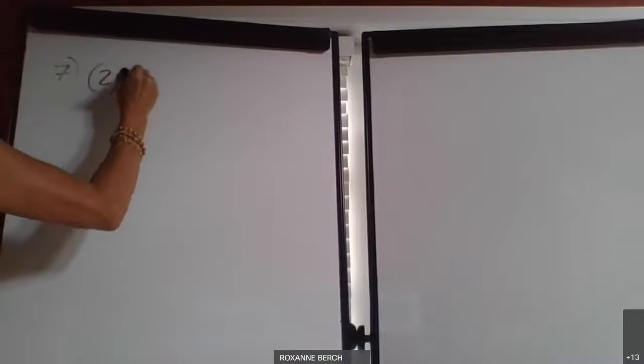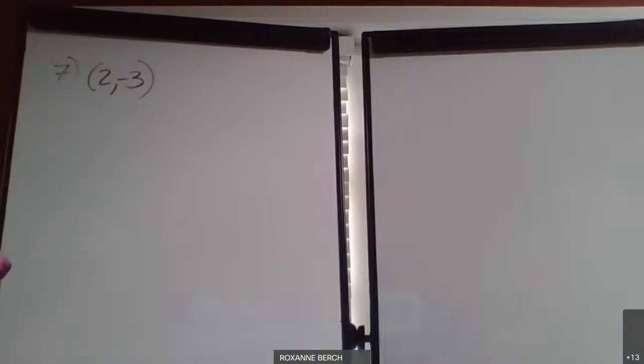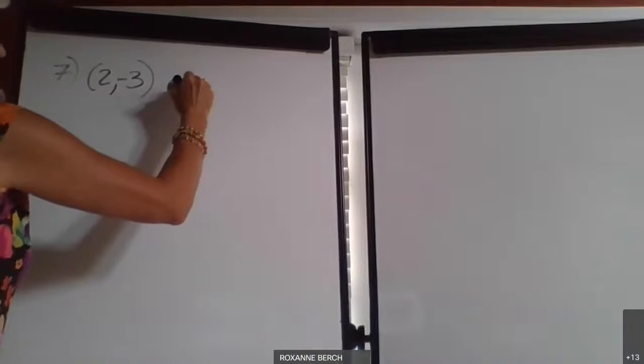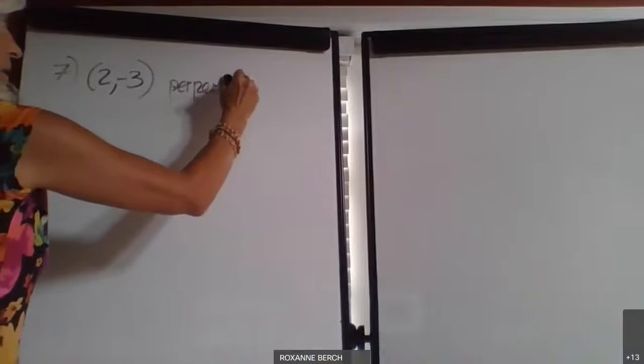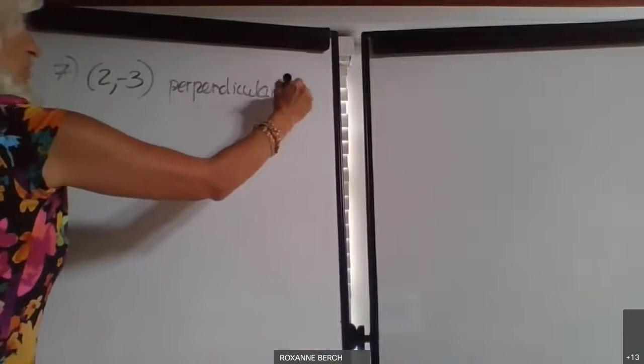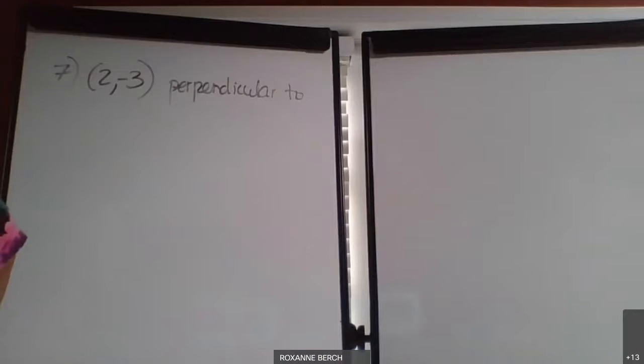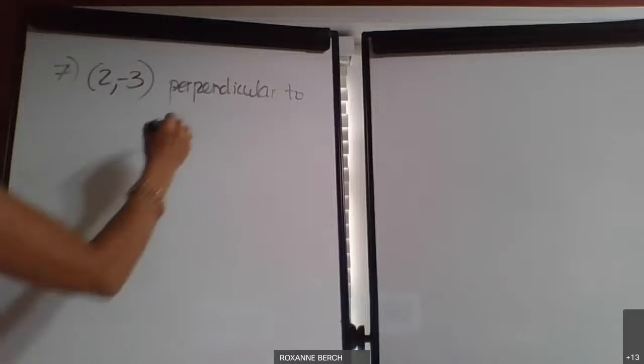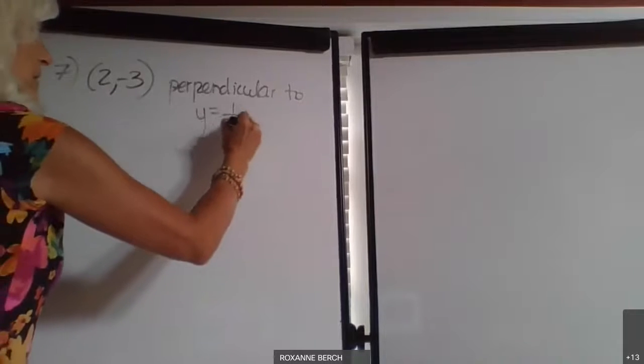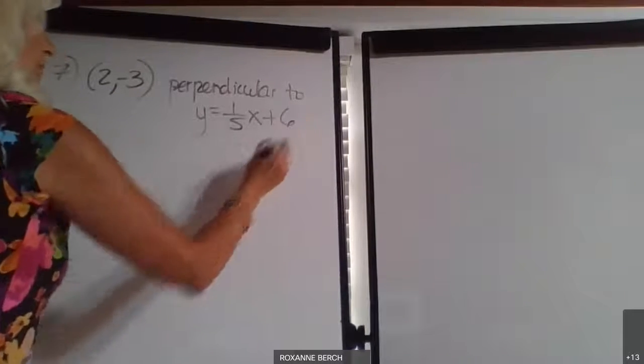Okay. So to write the original problem, I don't want to write all that. So I'm just writing that it passes through right 2 down 3, which is a point. And it's saying perpendicular to this line, which is what? Y equals 1/5 x plus 6.